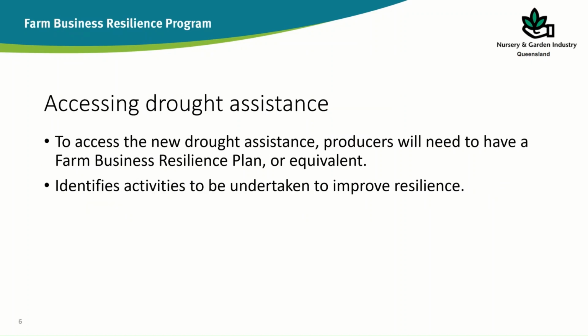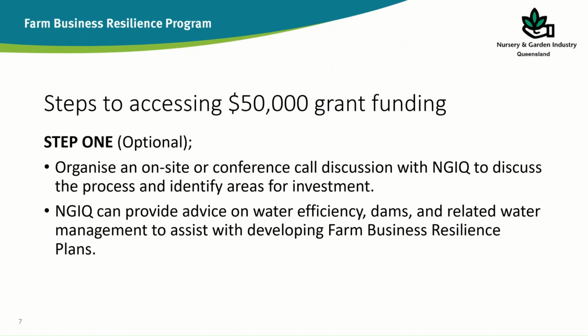To access the new drought assistance, producers will need to have a Farm Business Resilience Plan or equivalent. These plans identify activities to improve resilience when applying for the drought preparedness grants or loans. The first step in the process is to organise an on-site or conference call discussion with NGIQ to discuss the process and identify areas for investment. NGIQ has a lot of expertise in water efficiency, dams and related water management that can help with developing farm business resilience plans.